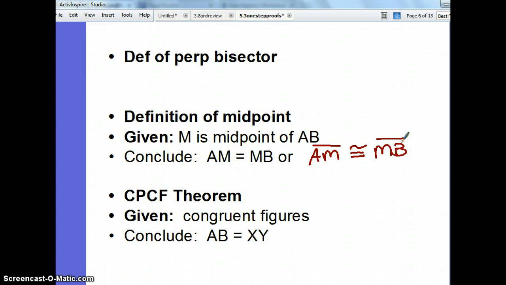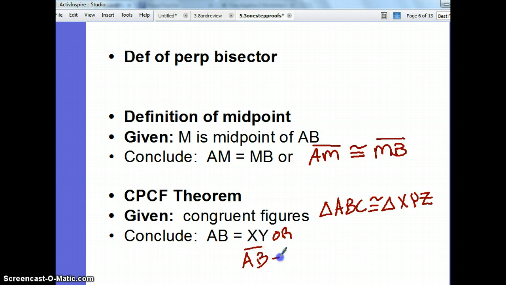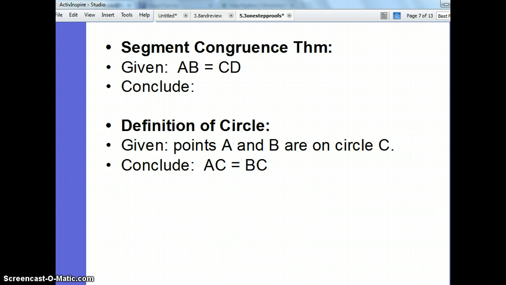The CPCF, we have to have the congruent figures. So for instance, given might be that triangle ABC is congruent to triangle XYZ. If that's the case, then we can conclude that the individual pieces, the angles or the segments, are congruent or equal. So we could say equal, or sometimes we will say that segment AB is congruent to segment XY. Segment congruence theorem again, if we know they're equal, we can then conclude that they are congruent.